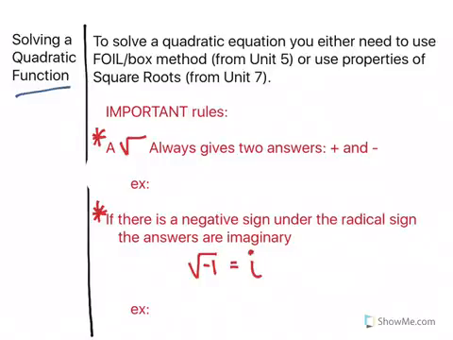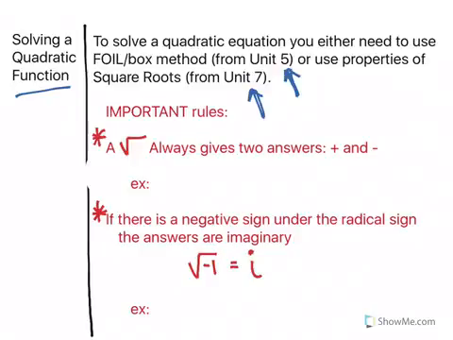So now let's look at what happens when we're solving a quadratic function. We're going to look at some really simple examples, and then we'll go into some more difficult examples later on. So, to solve a quadratic equation, you either need to use FOIL or the box method. That's what we learned in Unit 5, so back in January and February. Or you need to use the properties of square roots, which we learned in Unit 7, just before spring break.